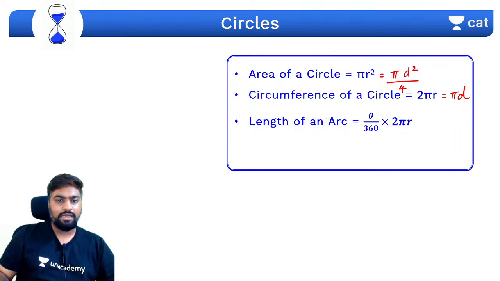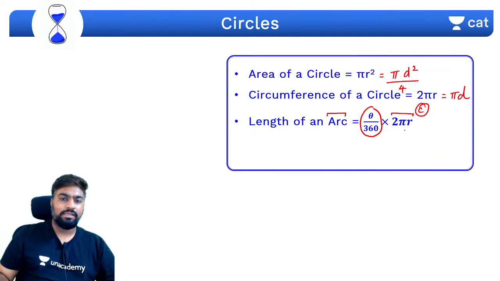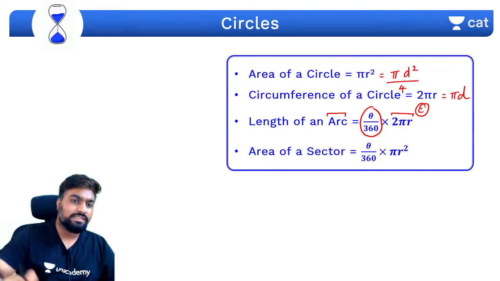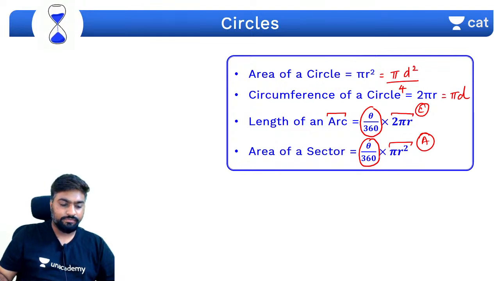Yes, length of an arc depends upon the ratio between theta, that is the central angle formed by the arc, and 360, central angle formed by the entire circle. Theta by 360 into circumference of the circle. Area of the sector will be what? Theta by 360 into area of the circle. Circumference of the circle, area of the circle. This is basically ratio.